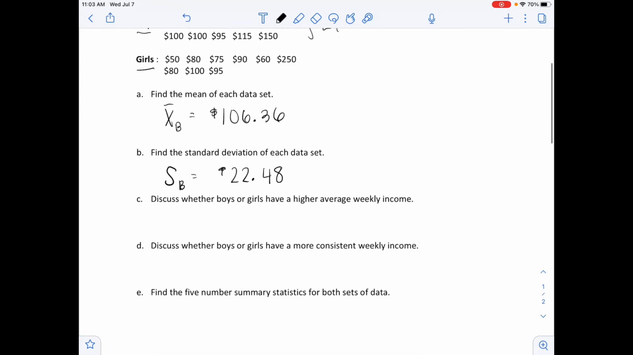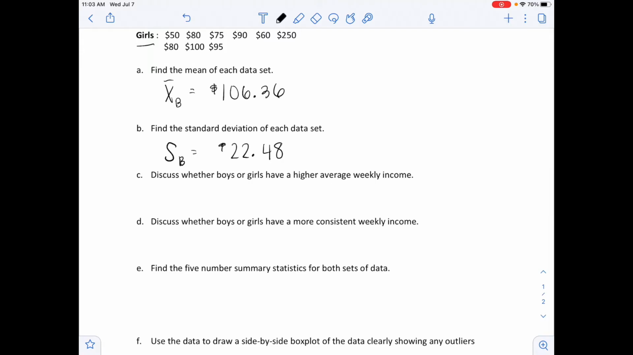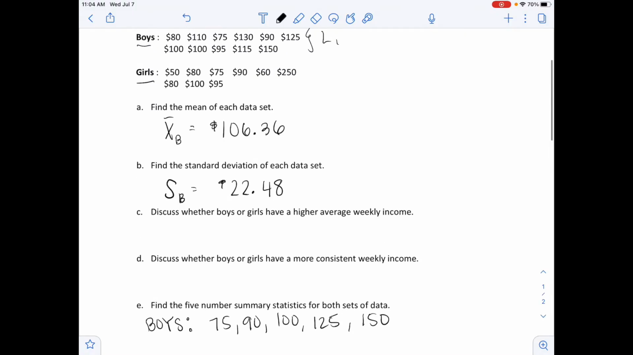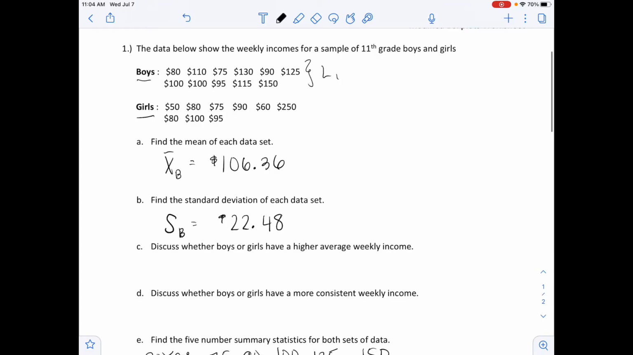$22.48. In addition, I'm going to go down to E where it asks for the 5-number summary. You'll see that also listed on your calculator. And for boys, the 5-number summary is going to be 75, 90, 100, 125, 150. Once you have all of those values down, and if you didn't get any of those correct values, you want to make sure you go back and check L1 to make sure those numbers are entered in correctly.